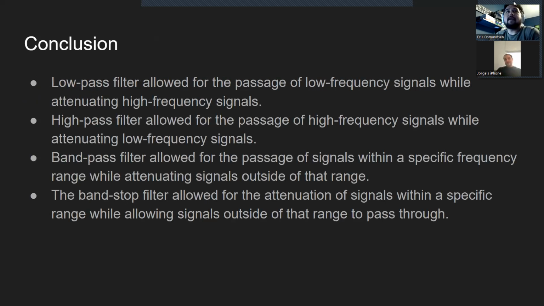So in conclusion for the lab, we learned that a low pass filter allows for the passage of low frequency signals while attenuating high frequency signals. A high pass filter allows for the passage of high frequency signals while attenuating low frequency signals. The band pass filter allows for the passage of signals within a specific frequency range while attenuating signals outside of that range. And the band stop filter allows for the attenuation of signals within a specific range while allowing signals outside that range to pass.